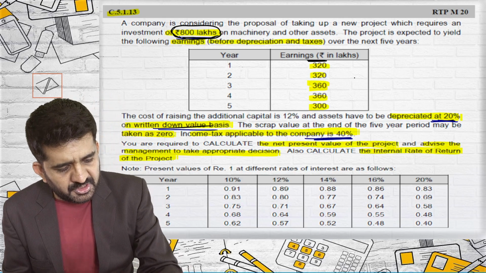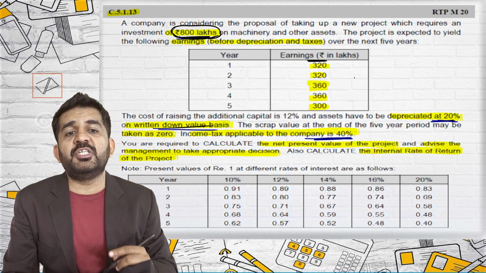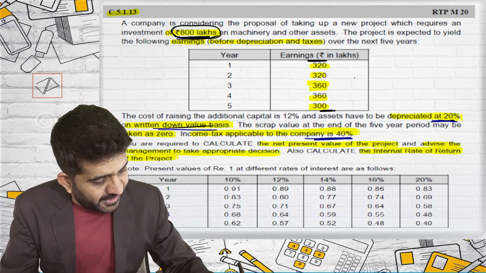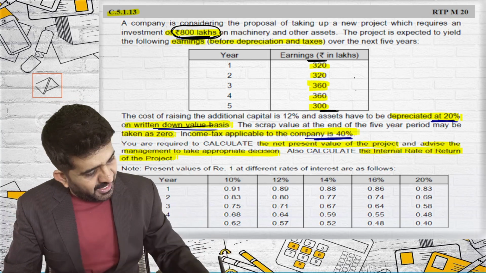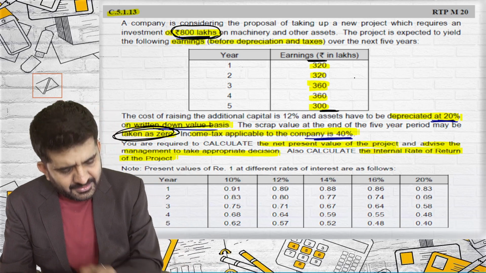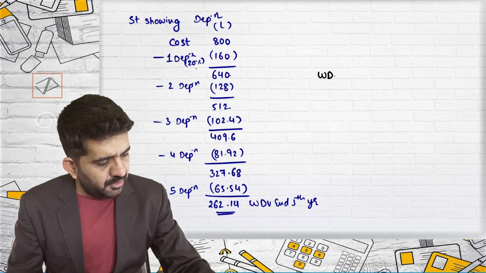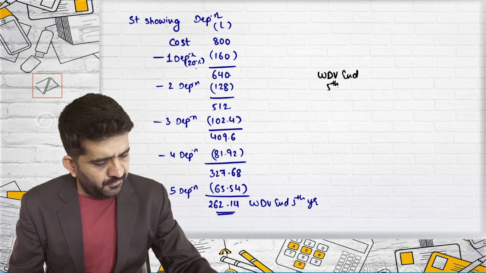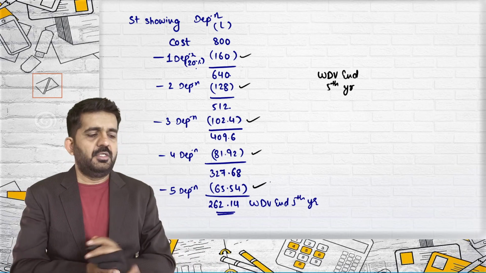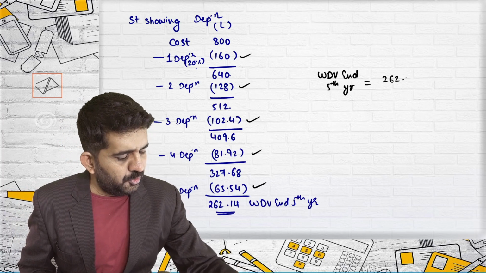This machine was purchased at 800 lakhs. If it was purchased at 800 lakhs, then it is sold after 5 years. At what price? May be taken as 0. What is the WDV at the end of 5th year? WDV at the end of 5th year is 262.14.